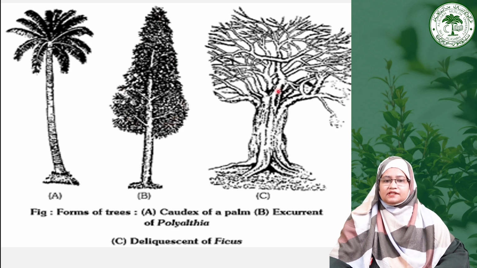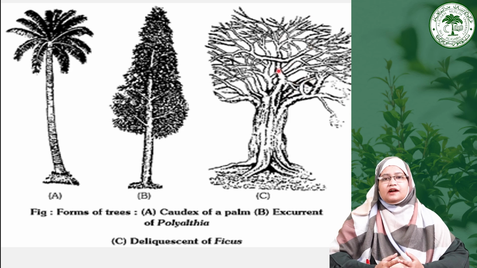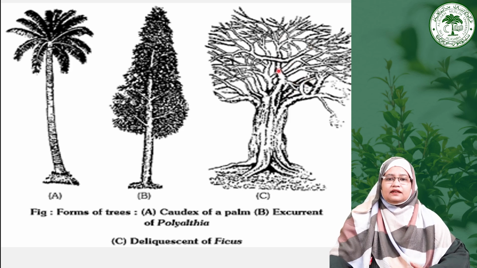And the third type is deliquescent, of which the common example is ficus. These plants form a quite dense, dome-like structure at the top, and most of this type of plants are used as shade plants, like ficus.